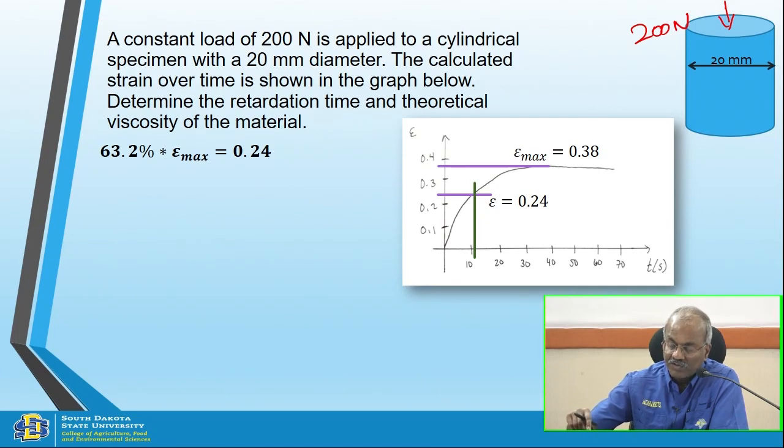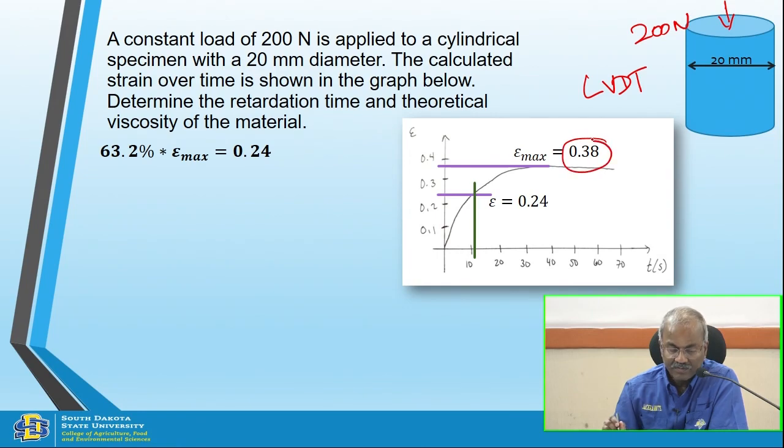The measured strain, so now you have some type of LVDT, linear variable differential transducer, and it's going to measure the deformation or strain over time. So strain is going to keep increasing until it reaches the maximum value. In this case, it's 0.38 strain. That's the maximum strain. Now we want to calculate the retardation time and theoretical viscosity of the material.